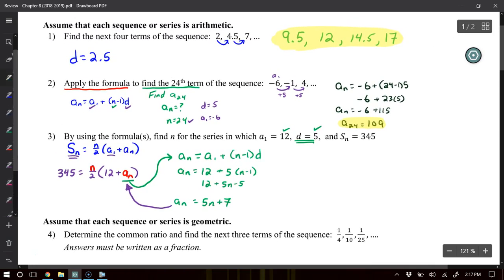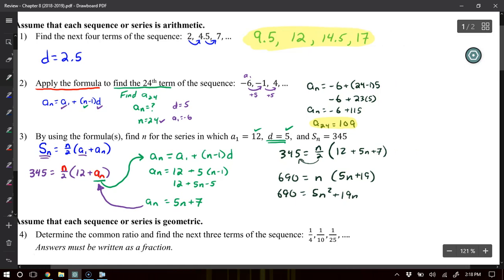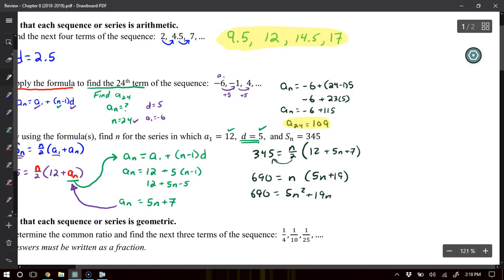What that gives me here is 345 equals n over 2 times 12 plus 5n plus 7. Now I'm going to take this 2 and multiply it over here, and that is going to give me 690 equals n, and I'm going to combine like terms, 5n plus 19. So 690 equals 5n squared plus 19n. I'm going to see it's quadratic. I'm going to set it equal to 0. 0 equals 5n squared plus 19n minus 690.